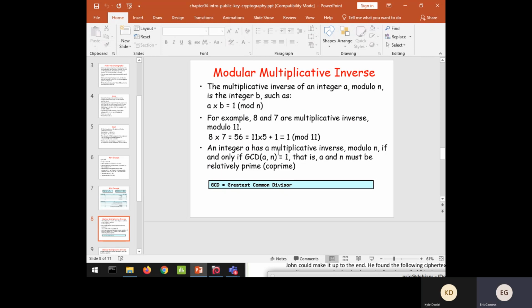So we can show that an integer a will have a multiplicative inverse modulus n if and only if the greatest common divisor of a and n is 1, which means they are coprime. If they are coprime, it means that there is an inverse of a modulus n.